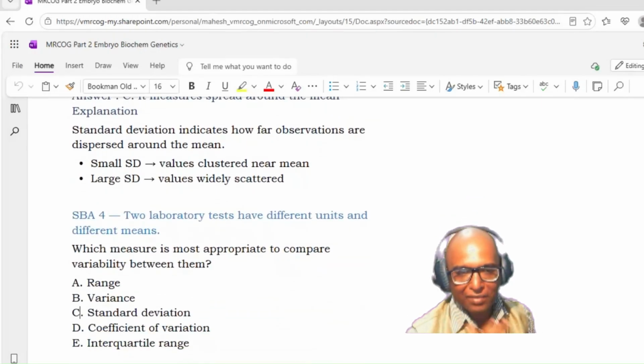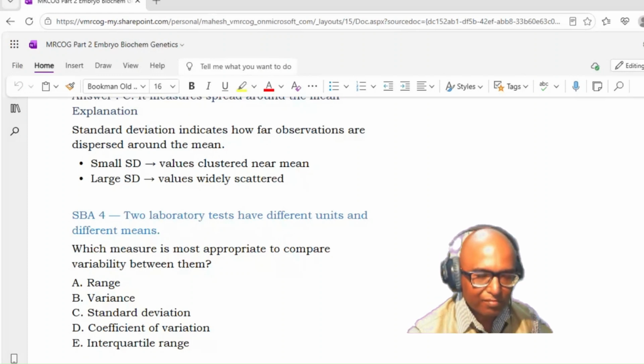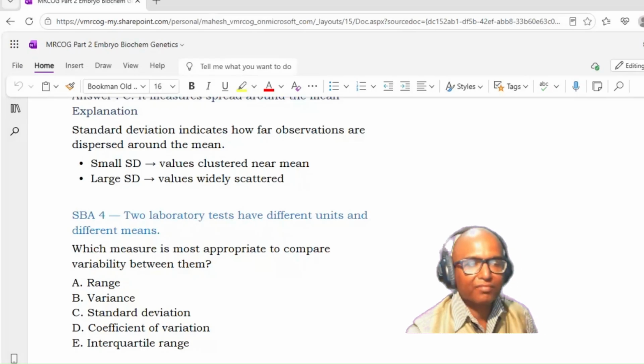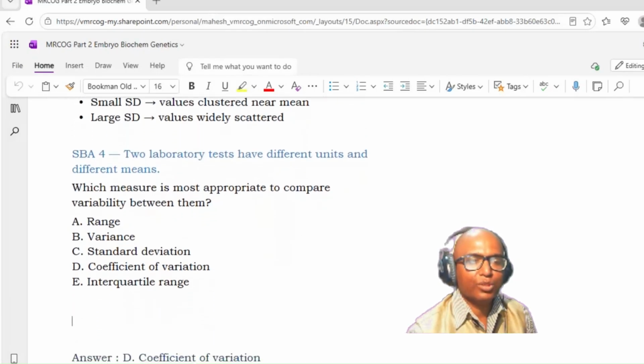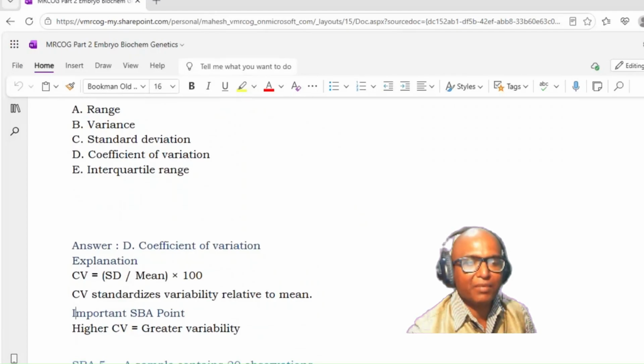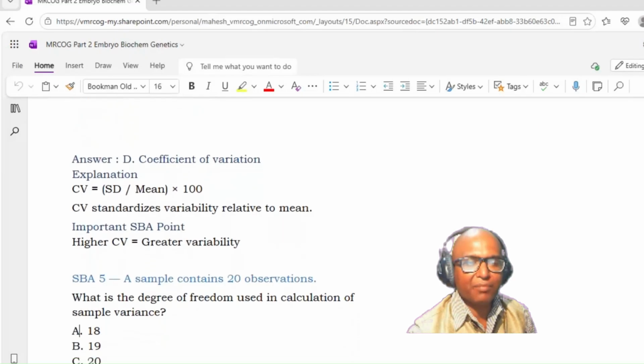Two laboratory tests have different units and different means. Which measure is the most appropriate to compare the variability between them? Range, variance, standard deviation, coefficient of variation, interquartile range. Sir, option D, coefficient of variation. Yeah, because we are talking about two samples with different units and different means. Coefficient of variation is SD upon mean multiplied by 100. CV standardizes variability relative to the mean. Higher is the CV, that means greater is the variability. Next.